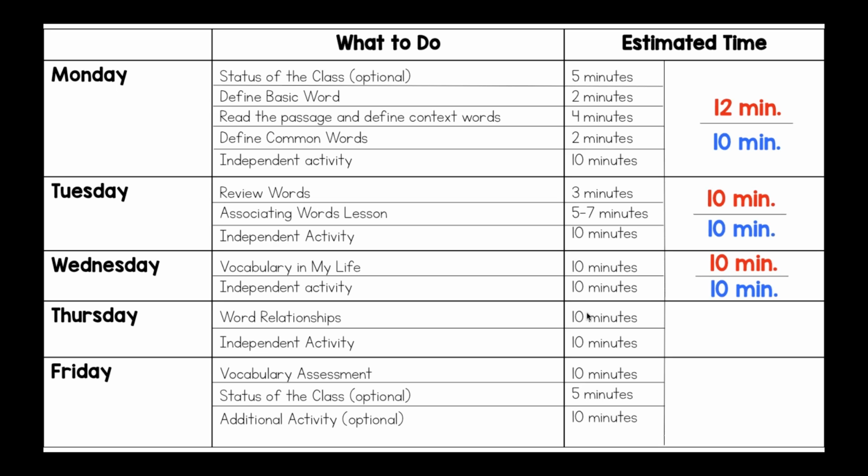Wednesday, another vocabulary in my life and their activity. Thursday, word relationships activity. Friday, the assessment really takes about 10 minutes for them. And then if you wanted to do the status of the class again, which is really fun because then you get to see how their votes change. So you're doing a pre-assessment and a post-assessment with the status of the class. And then if you have any activities you want to do that are additional, like the poems or the sentence stems, you can do those too.